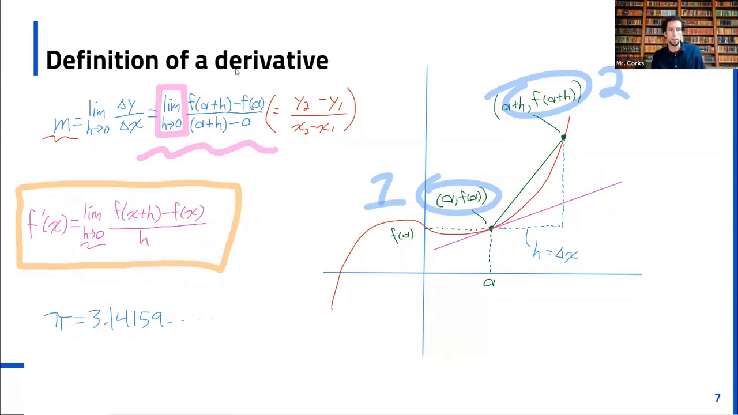Math people are lazy. They don't want to write limit as delta x approaches 0 and all over delta x every time. They want to find a shorter way, so it's one thing instead of 2 things. That's it.